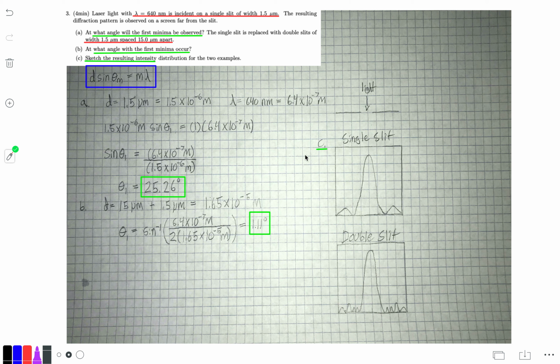When I'm talking about the distributions, this is an intensity distribution, because this is where most of the light is going to be coming through, so it's going to be most intense at the peak here, and these peaks resemble spikes in intensity as well.